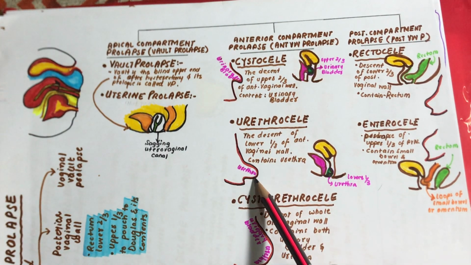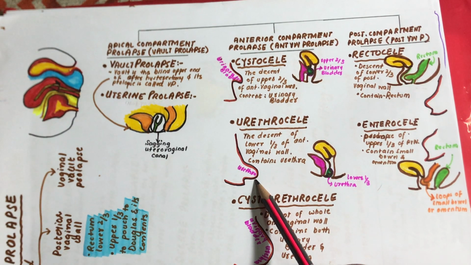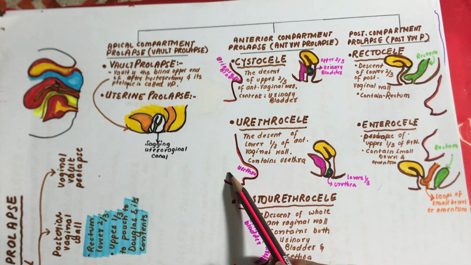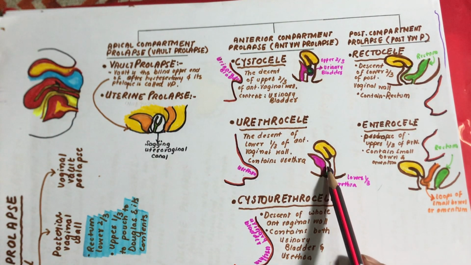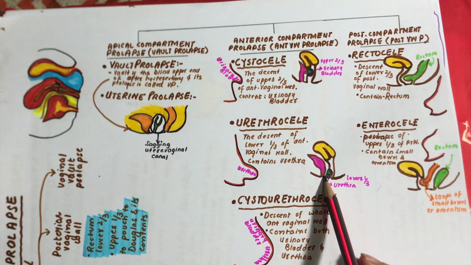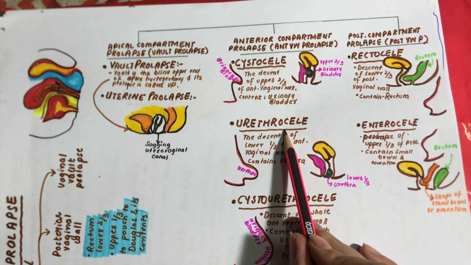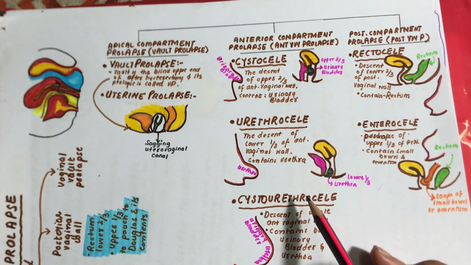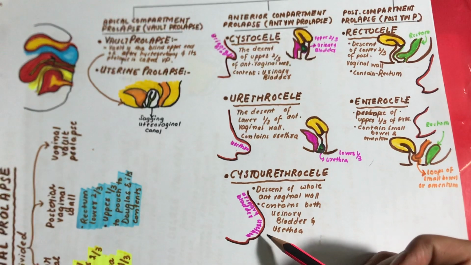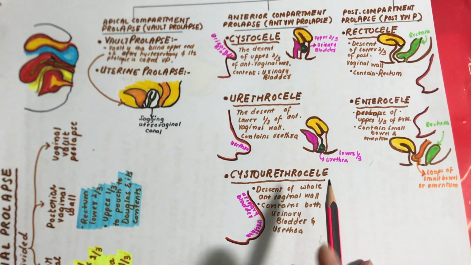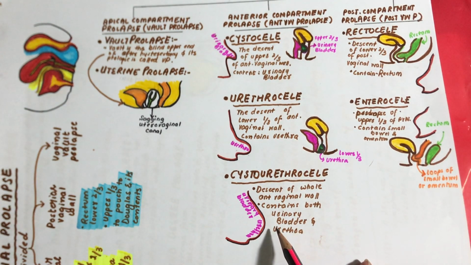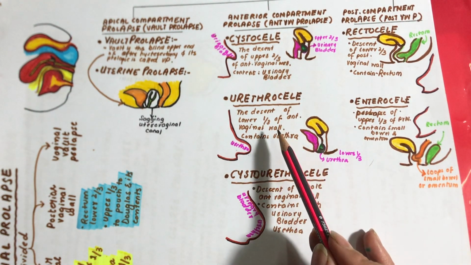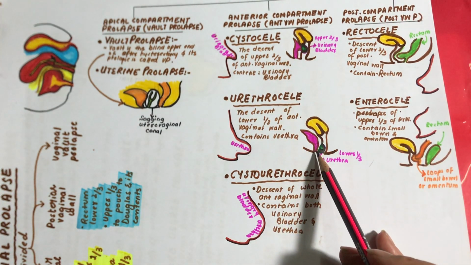The descent of the lower one-third of the anterior vaginal wall is known as urethrocoele, and it contains the urethra. When the lower one-third of the urethra descends, the lower one-third of the anterior vaginal wall descends, and this condition is known as urethrocoele. When the upper two-thirds descends, it is the urinary bladder. And what is cystourethrocoele? Cystourethrocoele is the descent of the whole anterior vaginal wall. So when the whole anterior vaginal wall has descended, it is common sense that the urinary bladder and urethra have both descended. I hope these diagrams are clear to you. I have tried my best to make them as clear as possible.